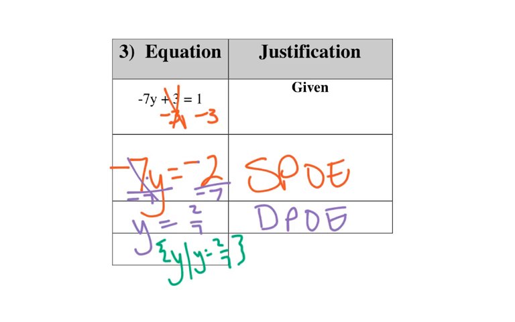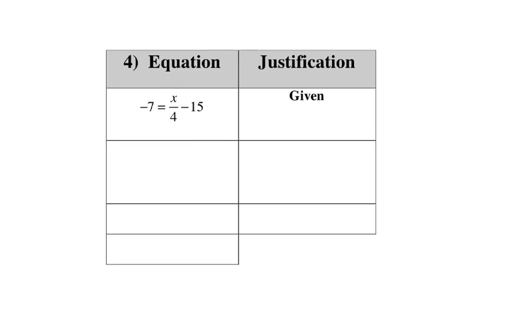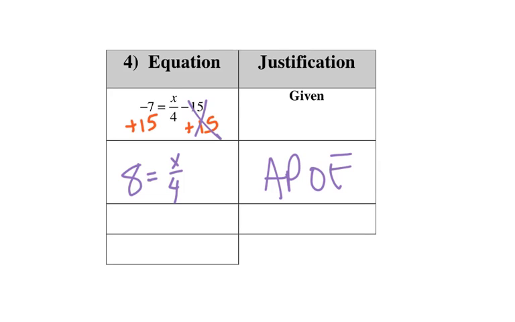And that's it. Okay, number 4, again, put your finger over the variable. What are you going to do first? You're going to add 15. So -7 plus 15 is 8. What am I left with here? I'm left with my x over 4. And the -15 plus 15 is gone. I added to both sides, so addition property of equality.